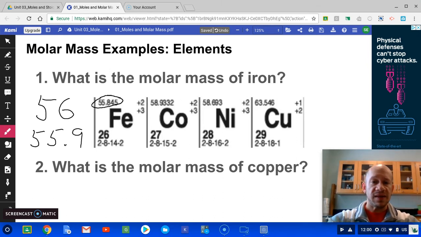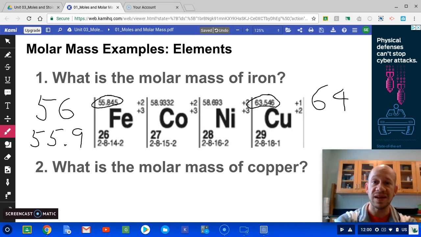What is the molar mass of copper? So using that same example, here is copper, element symbol Cu. This is the atomic mass of copper, so that is also the same as its molar mass. So we can round to 64, or if we use 1 decimal place, 63.6 is how I would round that.